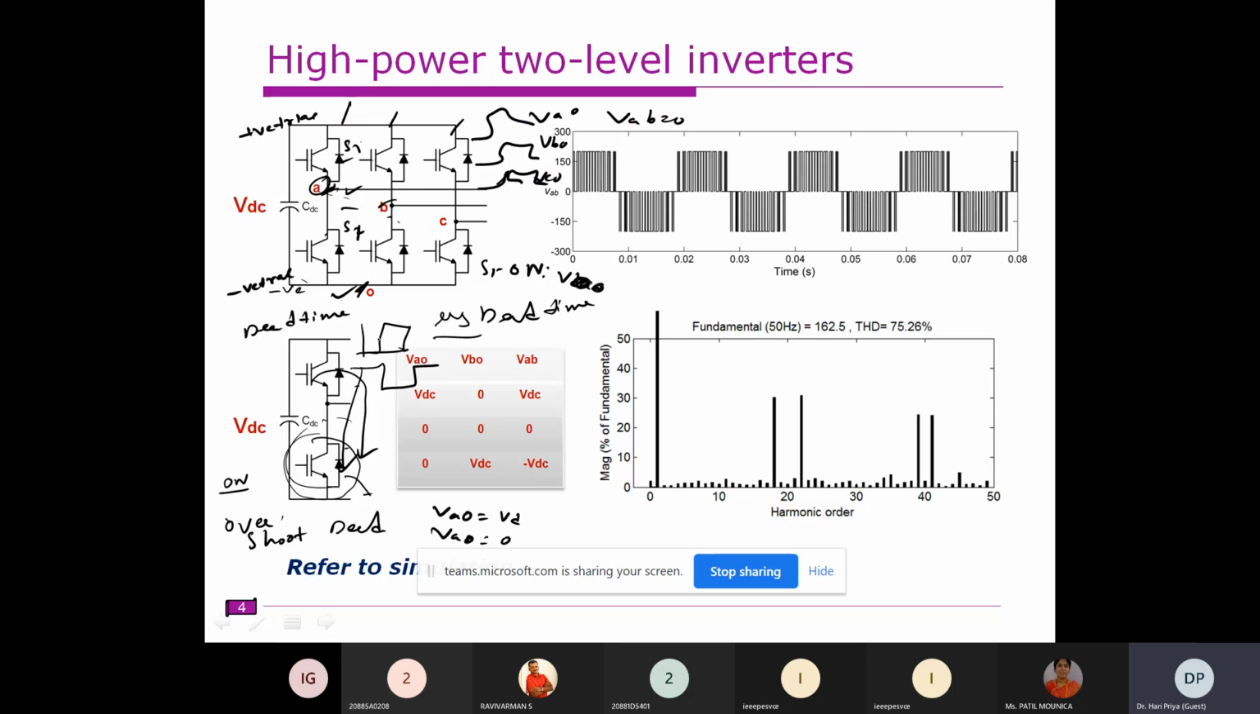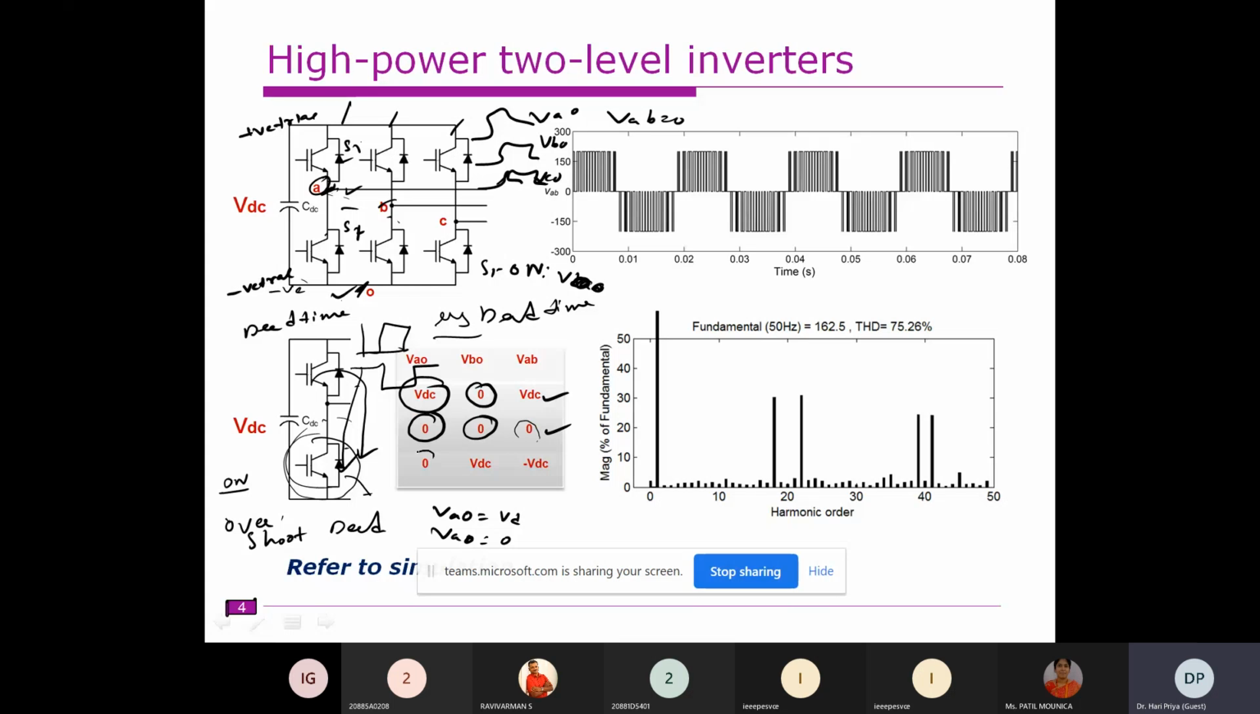That is where the operating modes come in. For example, I have taken VAO, S1 is on at VDC and I have ensured that the VBO voltage is 0. So in that case, what will be the VAB voltage? It is VDC minus 0, it is VDC. In the next case, I have turned off S1, turned on S1 bar, and ensured that the voltage of VAO is 0. VBO is also 0, I have made. So the possibility of getting the line voltage as 0.